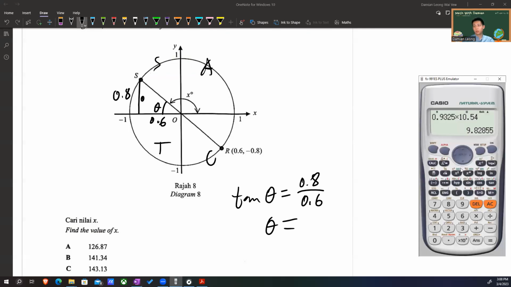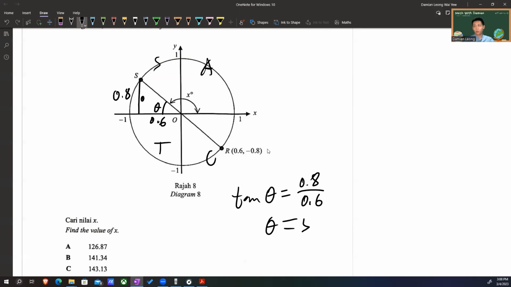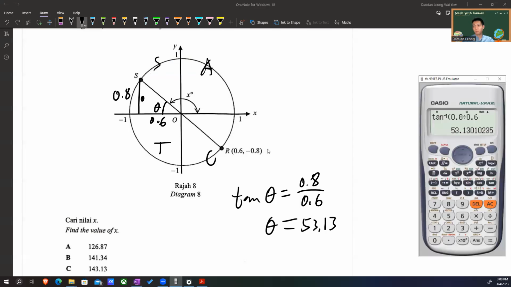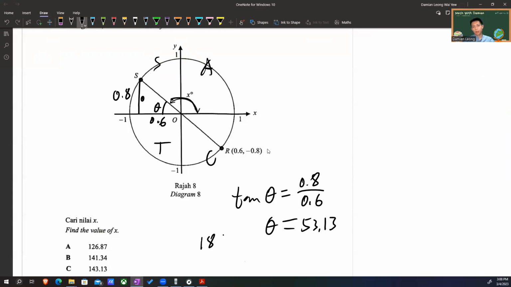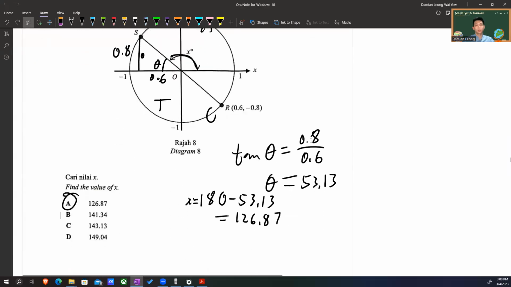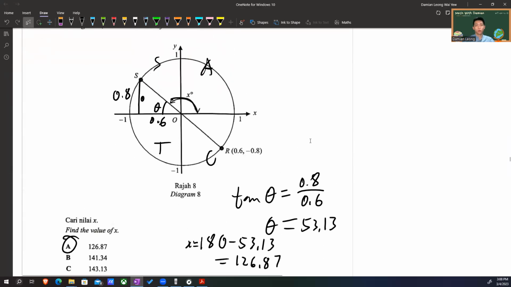So the angle is tangent inverse of 0.8 divided by 0.6, which is 53.13. Then here is 53.13. This one will be 180 minus that, so that would be 126.87. Answer A. Just like that, just using trigo.